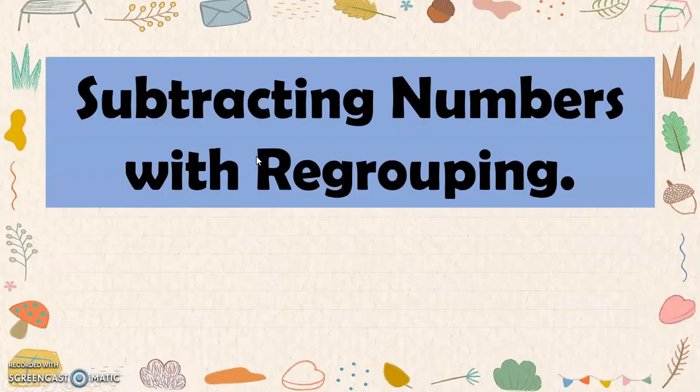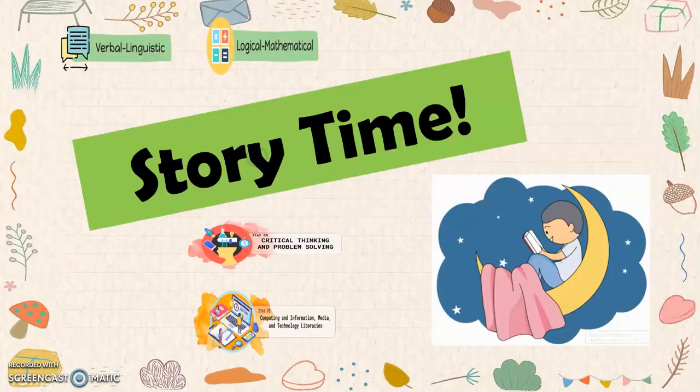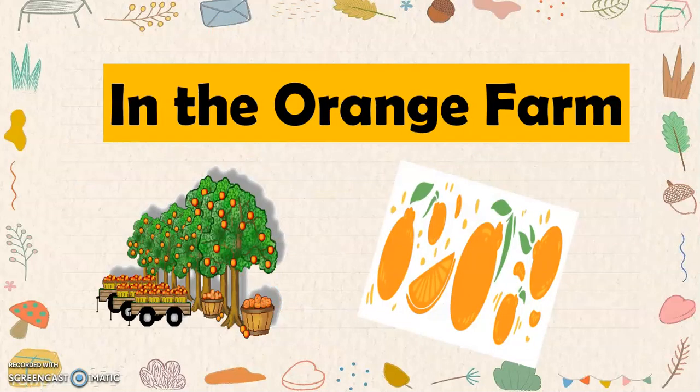Good day, grade 1. Today we're going to talk about a lesson that will surely be very interesting for you. And the title of our lesson is Subtracting Numbers with Regrouping. And to start, we will have our story time. And the title of our story is In the Orange Farm.